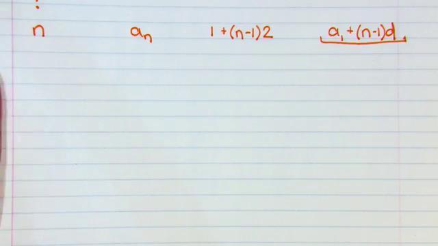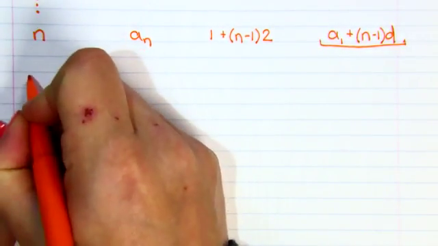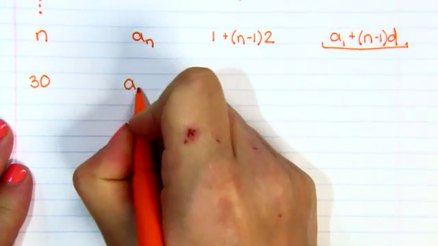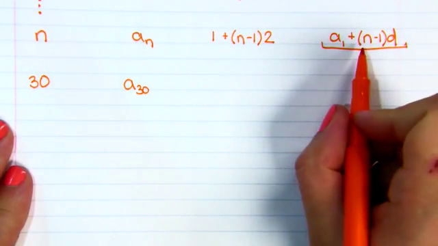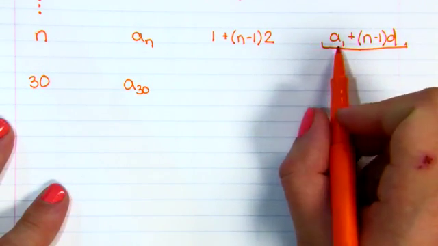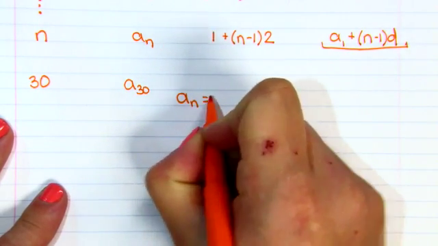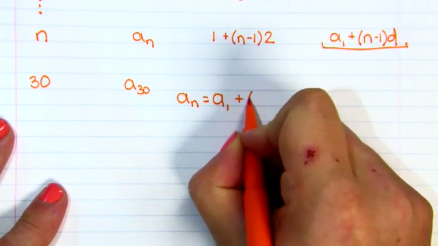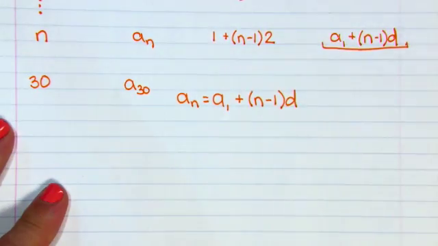So for example, if I wanted the 30th term in this sequence, so say I want position 30, that's my a sub 30 term. So what I'm going to do is take this formula and put in my first term, which was 1. Here, let's write the formula out. A sub n, so my nth term, equals my first term plus the position minus 1 times my common difference.